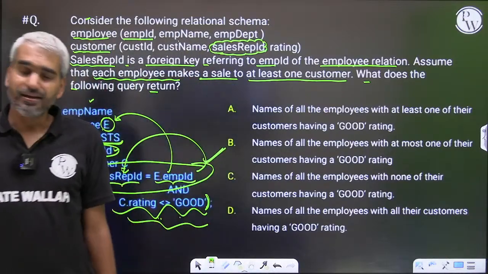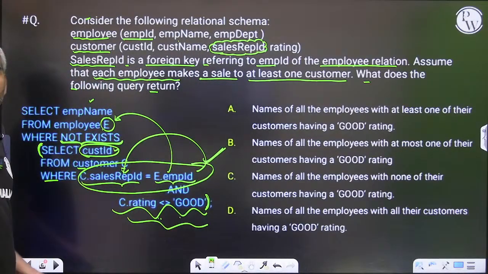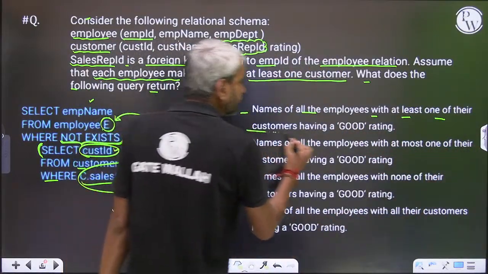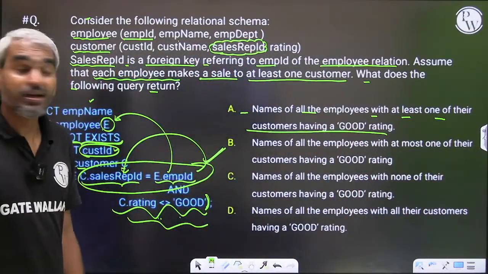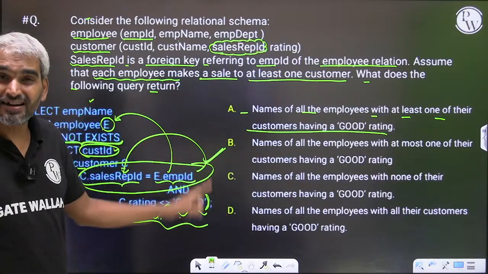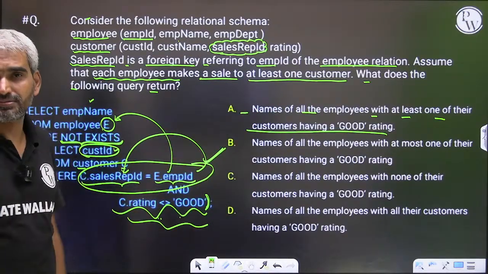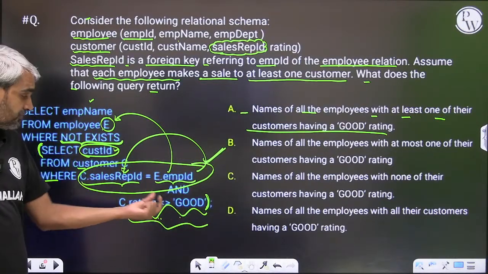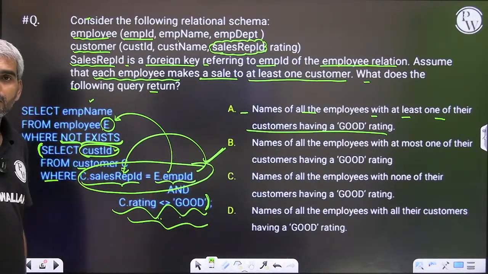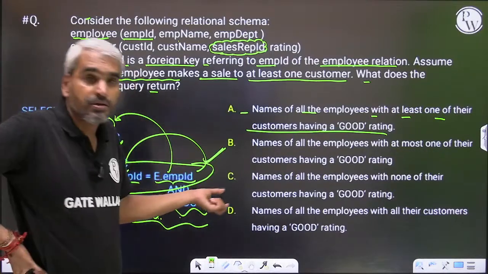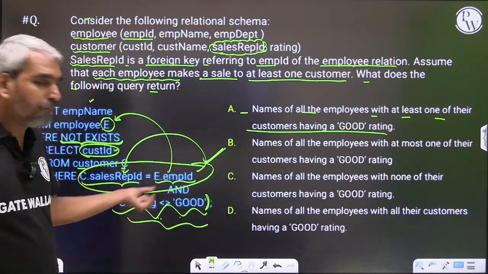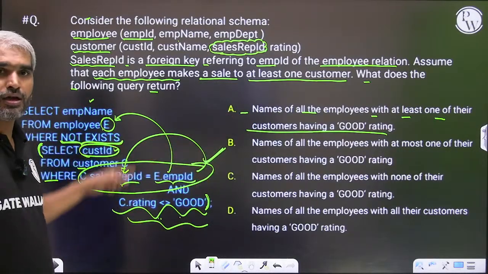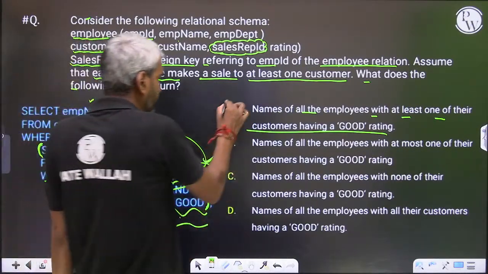So what exactly, or which names, will be produced by this particular query? Name of all the employees with at least one of their customers having a good rating, not at least. If any customer gives a bad rating, that particular employee will not get selected. What did I say? If any customer gives a bad rating, that not equals to good will become true and that particular employee name will not be selected. So this one is false.